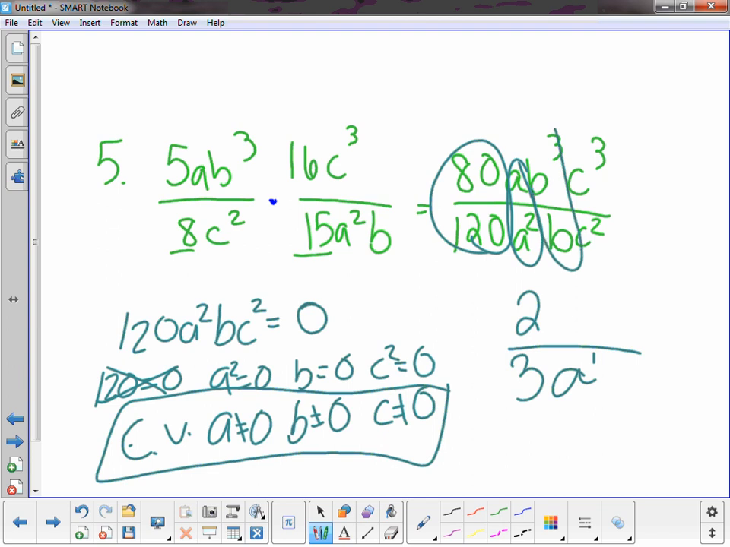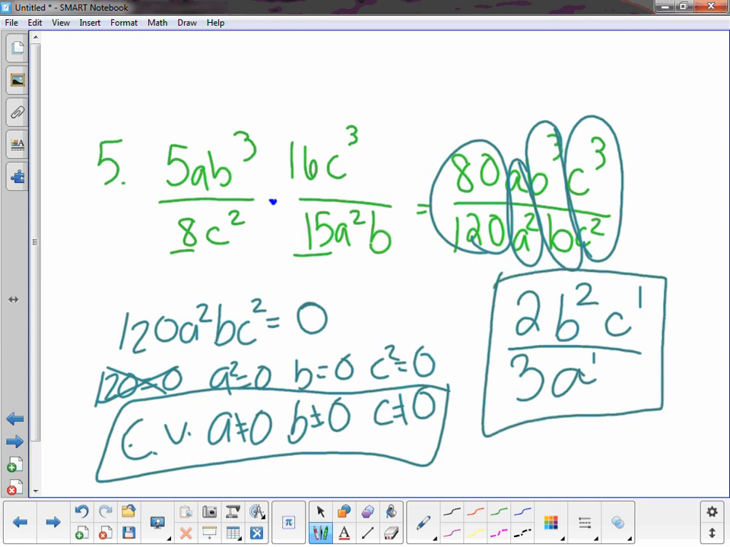Next, b cubed over b to the first. Subtract those two and I get b squared. C cubed divided by c squared. 3 minus 2 is 1, so here I get c to the first. So this right here is your simplified answer. Remember, you need both of those answers on your worksheet. Okay. Next, let's take a look at number 6.